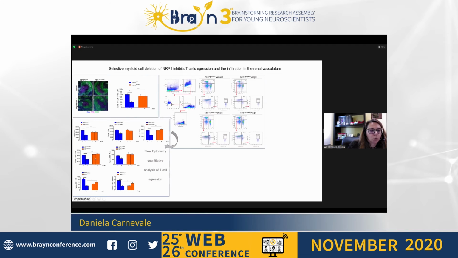This reduction is inhibited in mice that are defective in neuropilin-1 in the myeloid lineage. The same effect is also observed when we perform a quantitative analysis by flow cytometry inside the spleen of mice infused with angiotensin II in the presence of neuropilin-1 in the myeloid lineage or in the absence of neuropilin-1 in the myeloid lineage. Basically, we can appreciate a significant reduction of both CD4 and CD8 T cells, but especially relevant is the reduction of CD8 effector T cells, and the fact that neuropilin-1 inhibition in the myeloid lineage completely blocks this phenomenon.